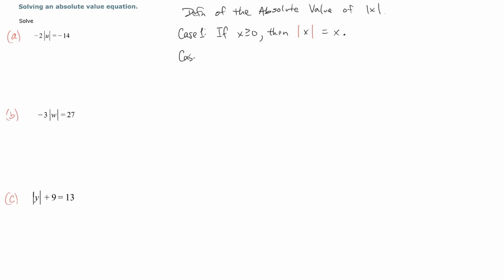Case 2. If x is less than 0, then the symbols absolute value of x is equal to the opposite of x. So we don't usually say negative. It's better to just say opposite of x.